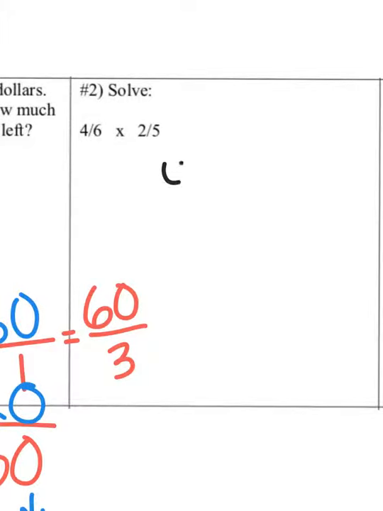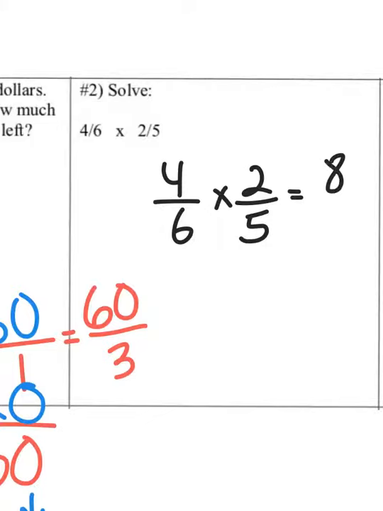For number 2, it says solve. We have 4/6 times 2/5. So we just need to multiply across. That will give us 8. There's no need to find a common denominator. That's only for addition and subtraction of fractions. It will be 8 over 30.